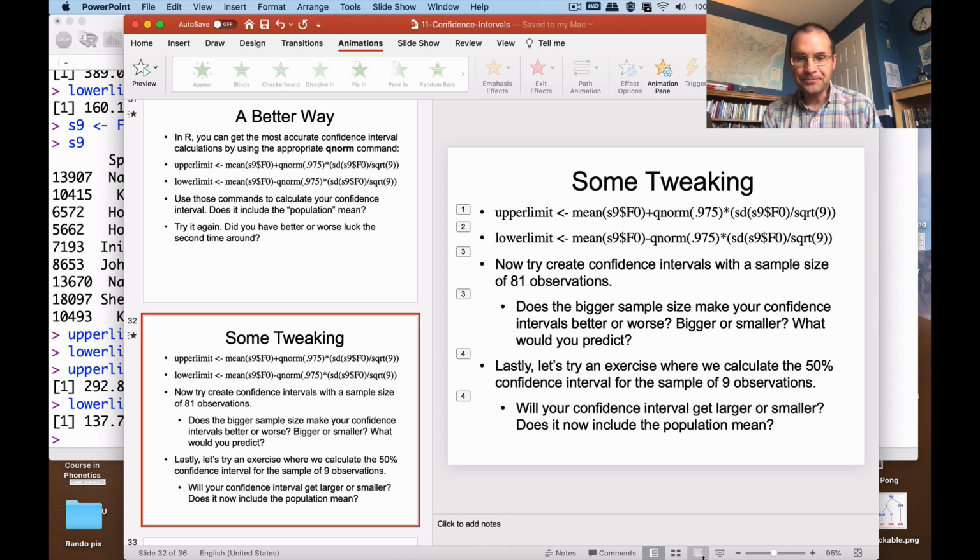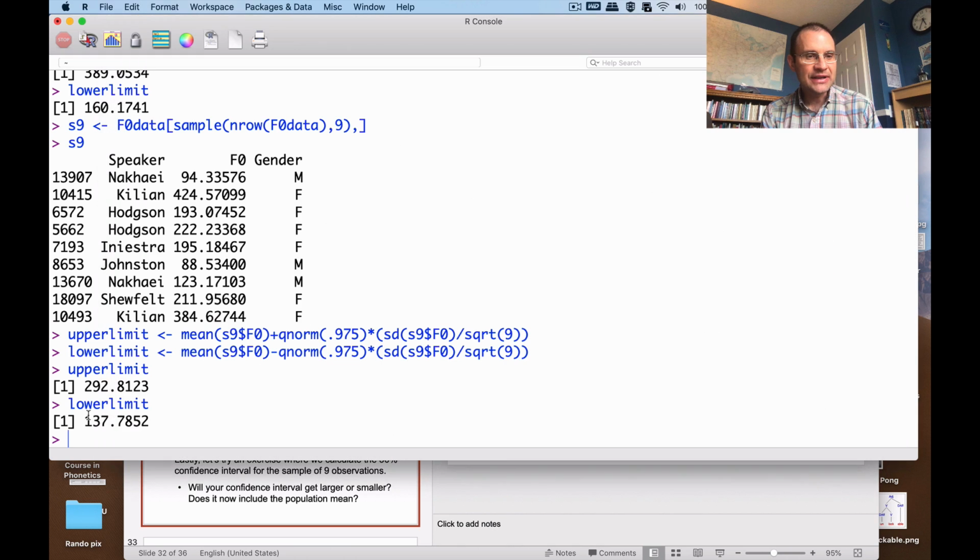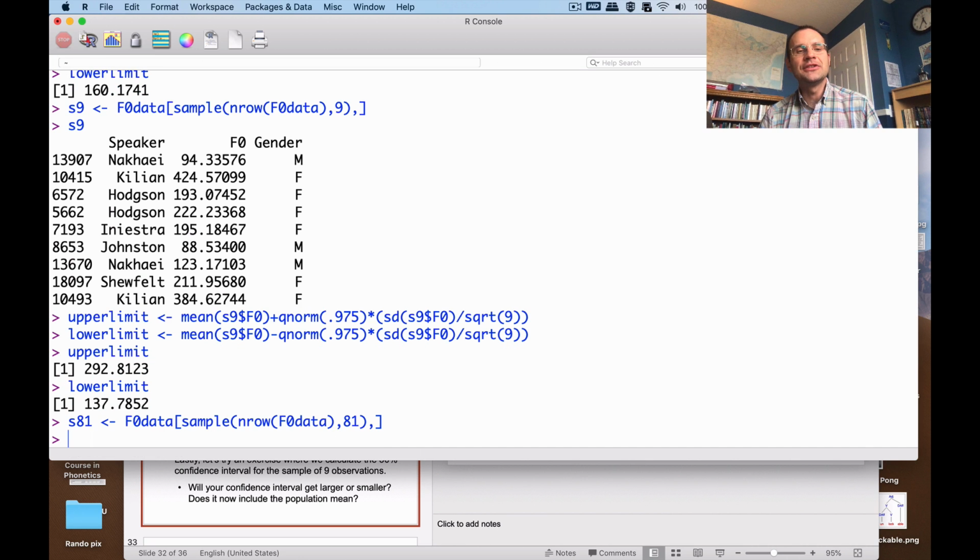So let's try it in a slightly different way. Let's try it with a sample size of 81 observations and see how that changes things. So in this case, I'm going to go up here and change this number to 81 and change that number to 81. And I'm kind of doing this just to make the math a little bit easier, because the square root of 9 is 3, the square root of 81 is 9. It's sort of like we're just squaring our way up.